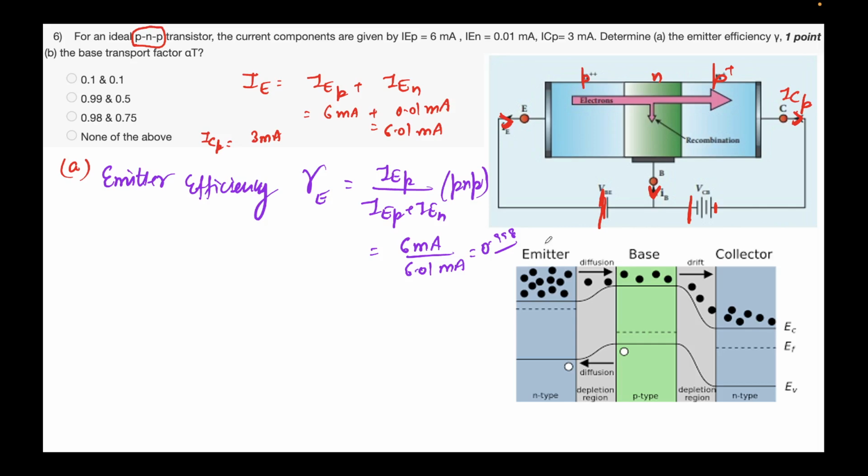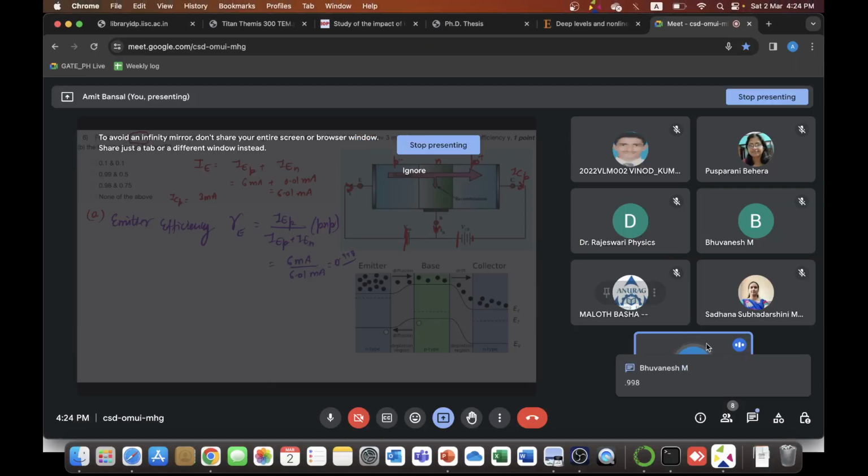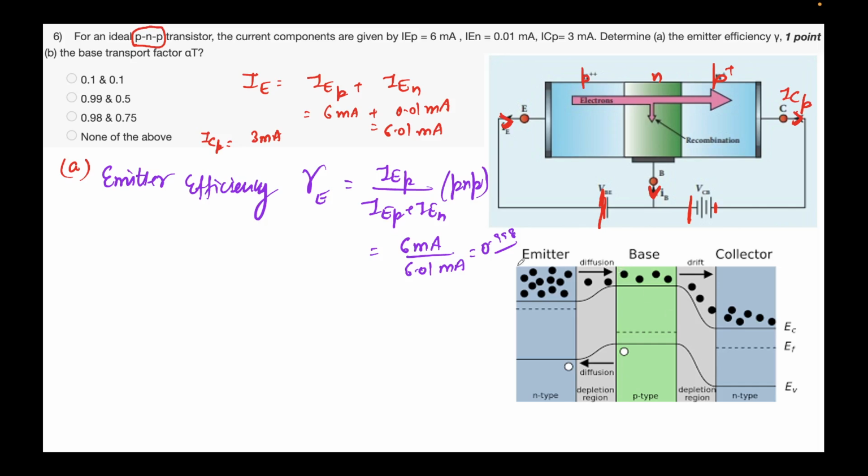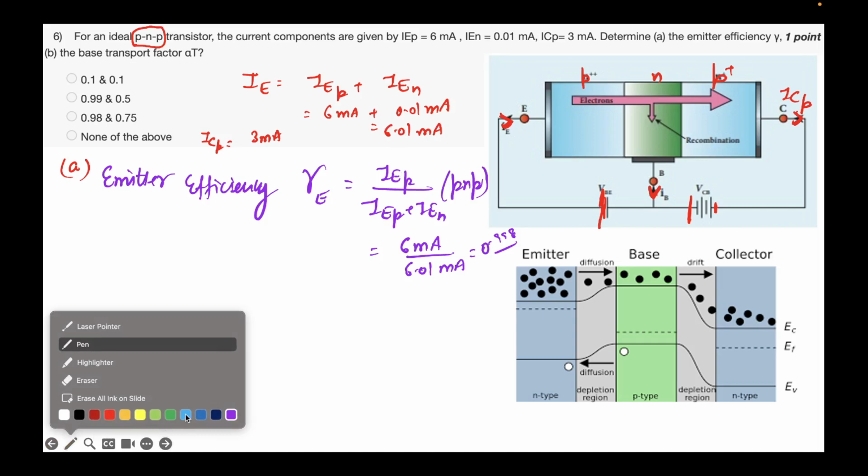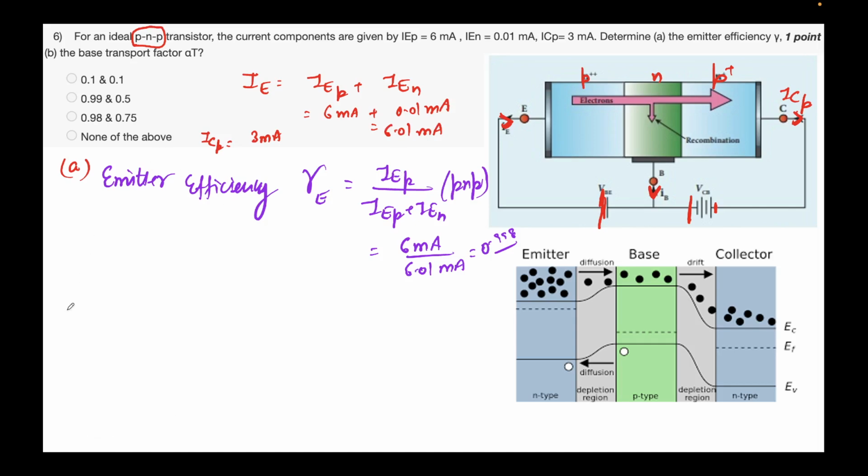What's happening is that this emitter is inefficient to the extent of 2 parts per thousand, let's say. So a heavy majority of the current is being contributed by the holes, which we want in a PNP transistor.